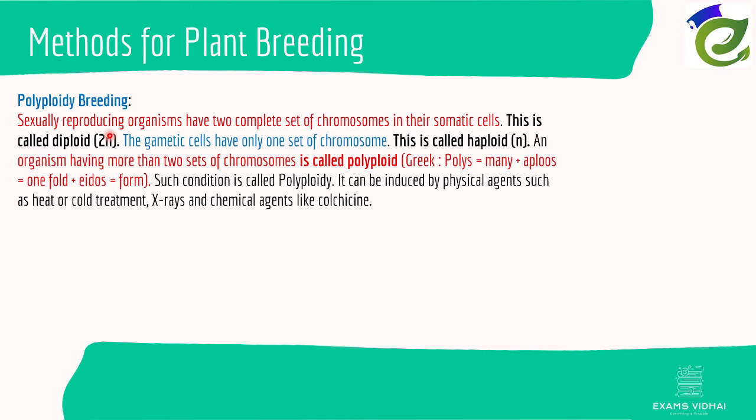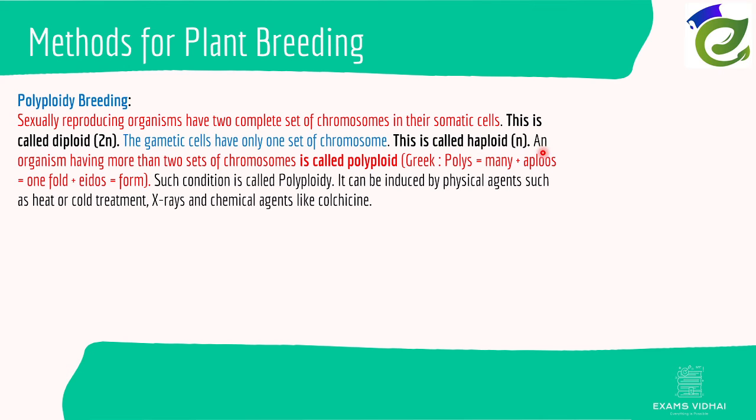Next we'll go into polyploid breeding, which is kind of confusing, but the more you read into it, the more understandable it gets. Sexually reproducing organisms have two complete sets of chromosomes in their somatic cells. This is called diploid, and diploid means you have somatic cells and then you have gene cells. Somatic cells have somatic chromosomes and gene chromosomes.